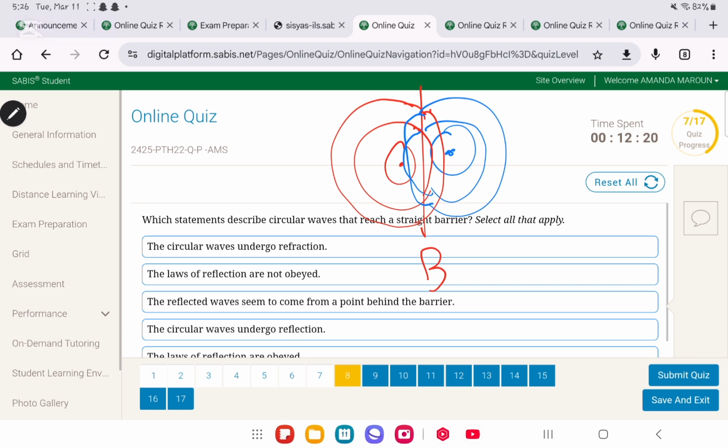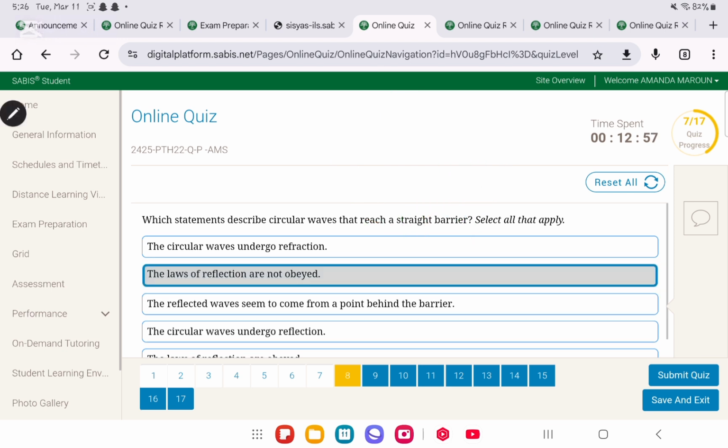So what I'm trying to say is what actually is gonna happen is that the waves are gonna reflect from the barrier and they're gonna form like this. Whereas in reality, what it seems like is happening is that there's another center behind the barrier that is causing these waves. So it will undergo reflection, okay, and it will seem that it's coming from a point behind the barrier.